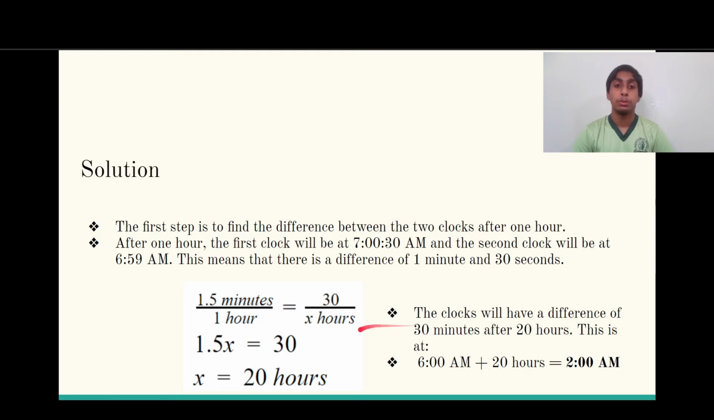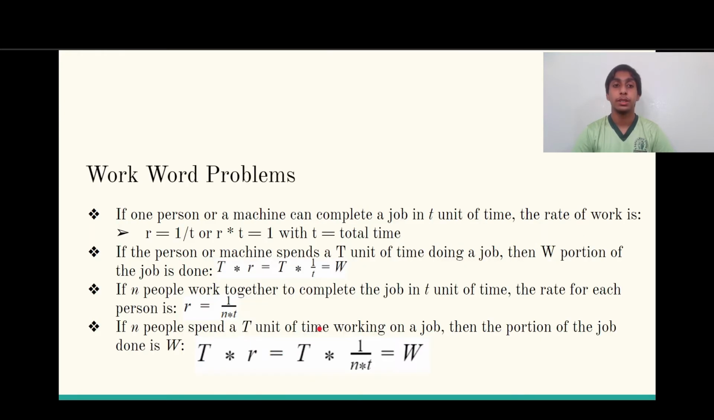All you really had to do was set up your proportion correctly, and then the answer would be easy to find. All right, let's move on to our next topic, work word problems. The first thing we're going to be learning is rates and time, and then we're going to branch this into what if 2 people work on a job, what if 3 people work on a job, and so on. So if 1 person or a machine can complete a job in t units of time, then the rate of work r is equal to 1 over t, or r times t is equal to 1, with t equal to total time. So your rate is 1 over the total time it takes to complete this job, or your rate times your time gives you 1.